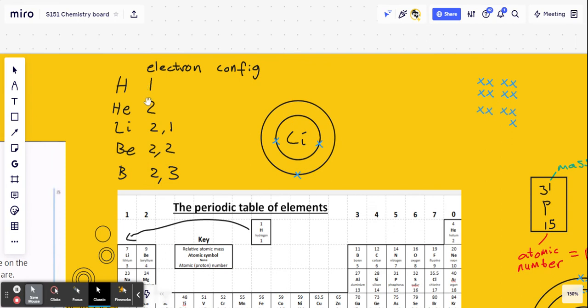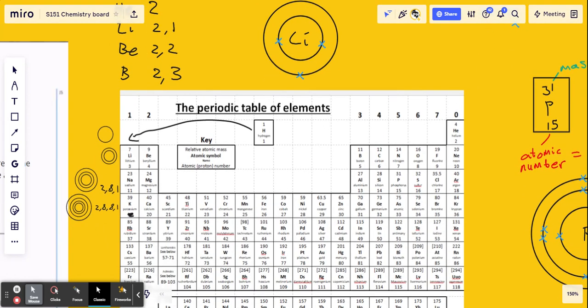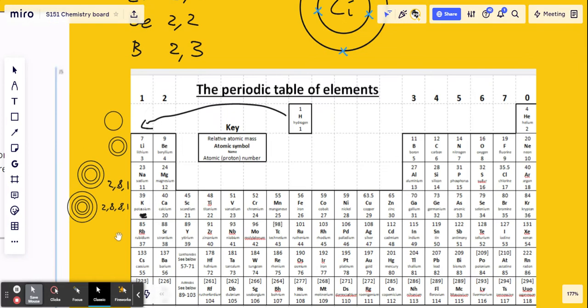So hydrogen is 1, helium is 2. It's fairly straightforward electronic structure configuration, and this is how you would draw them for some of the other ones. And if you went down to sodium, you can see sodium is 2 and then 8 and then 1. And just by looking at this, without having to draw all the shells, we can see it's got 3 shells. It's got 1 in the outside shell. Potassium has got 4 shells. It's got 1 in the outer shell.